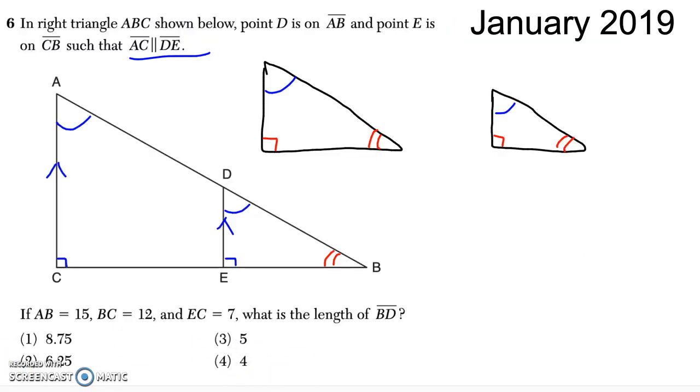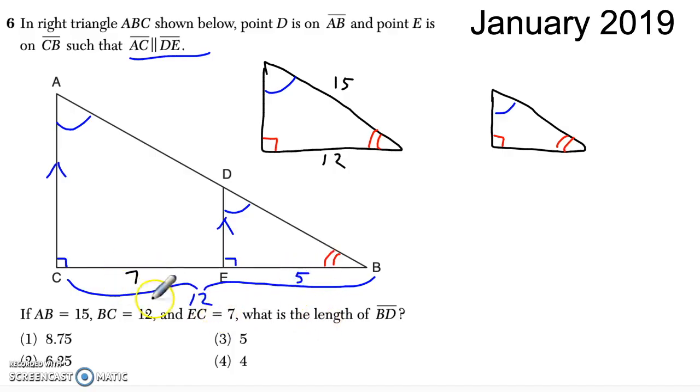Set up my proportion. So what do I know? AB is 15. AB is this entire side. So that's the big triangle. That's 15. BC is 12. BC is the entire side of the big triangle. That's 12. EC is 7. Okay, so EC is 7. Well, that's not a side in either one of these triangles. So let's think, what can we do with that? We know that the entire side here, right, BC, is 12. So if that's 12 and this piece is 7, what does that make EB? That's right, 5.